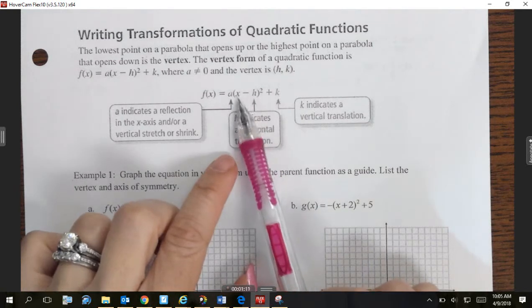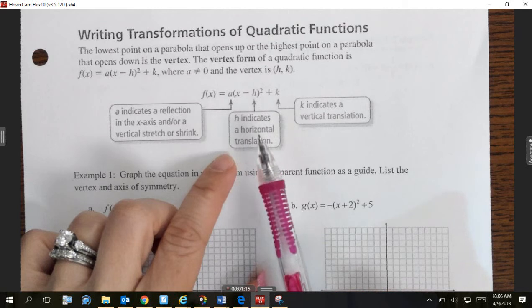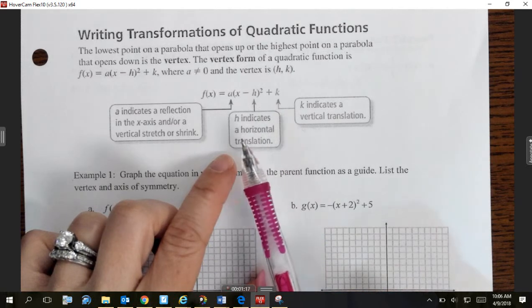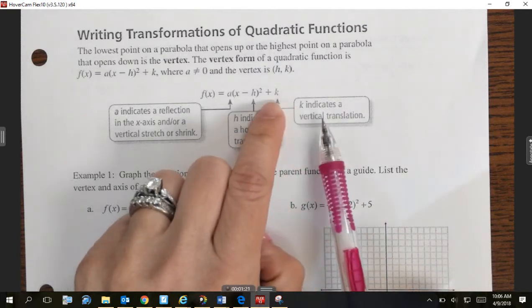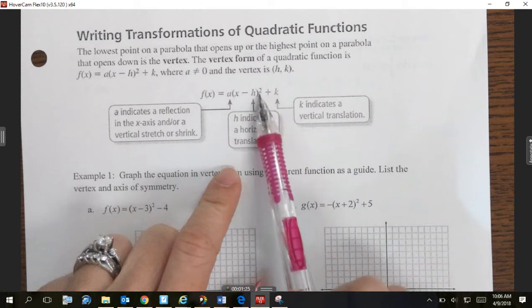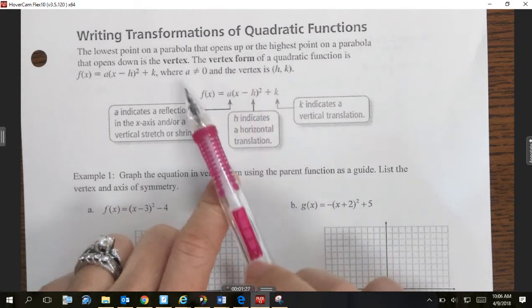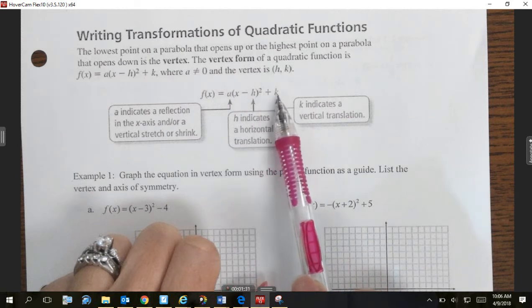Then the h is exactly how it was in chapter 10, where the minus h gives us the h part of the vertex, the x value of the vertex. And then the plus k, where k is the y value of the vertex. It didn't have a plus before, because k was on the other side of the equation before. So now this is a plus k. You use just k for the vertex.